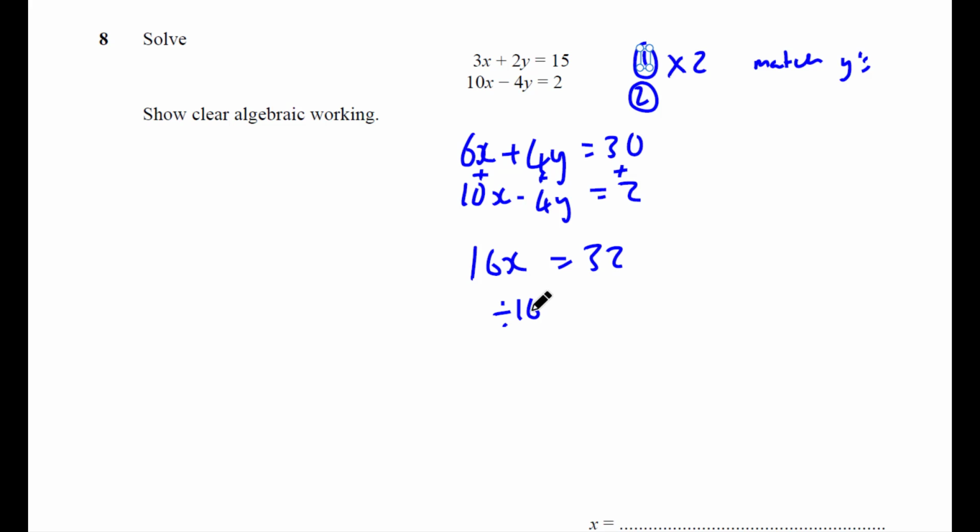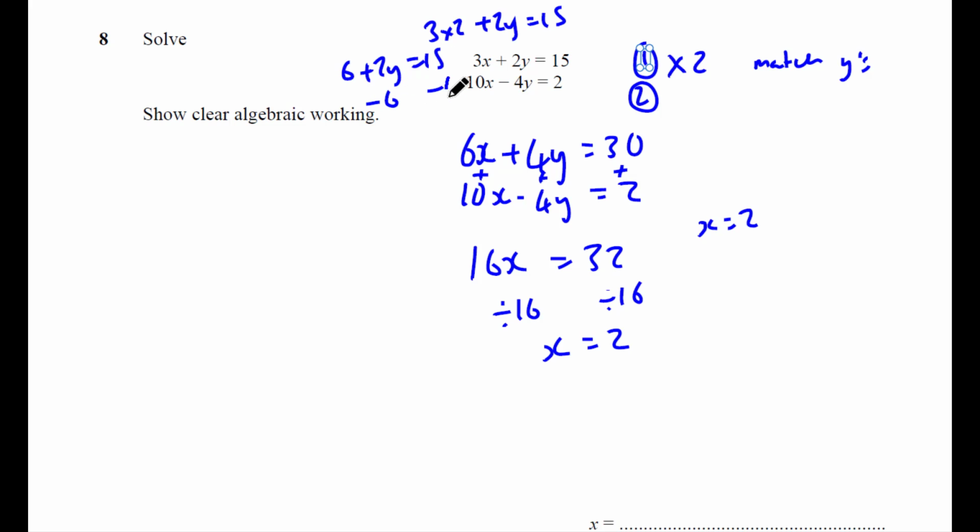Divide by 16, divide by 16. You can see x equals 2. Now sub x equals 2 into any formula to find the answer. So the top one is probably easiest. So 3 times 2 plus 2y equals 15. So we get here 6 plus 2y equals 15. Solve that by minusing 6, minusing 6. 2y equals 9. So divided by 2, let's go this way. So y equals 4.5.